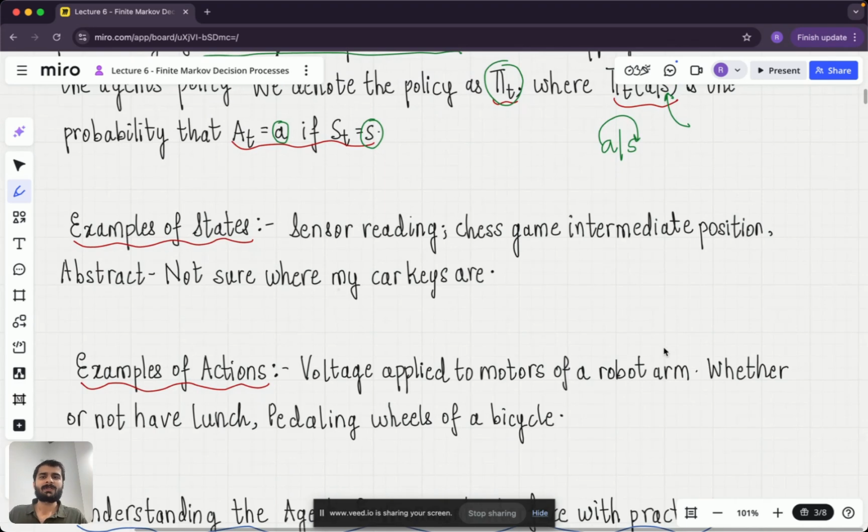Now, examples of actions can be, let's say, voltages applied to motors of a robotic arm, whether or not to have lunch, or pedaling wheels of a bicycle when a small child learns to ride the bicycle for the first time. So there is a difference between states and the environment. States are like the information that you have, and actions are the sort of decisions that you take once you get the information from the environment. That is the difference between states and actions.